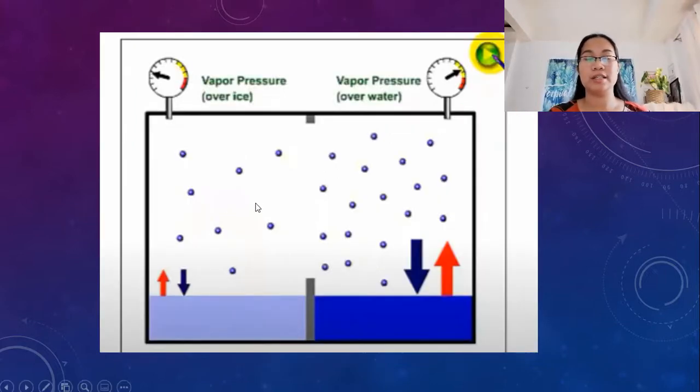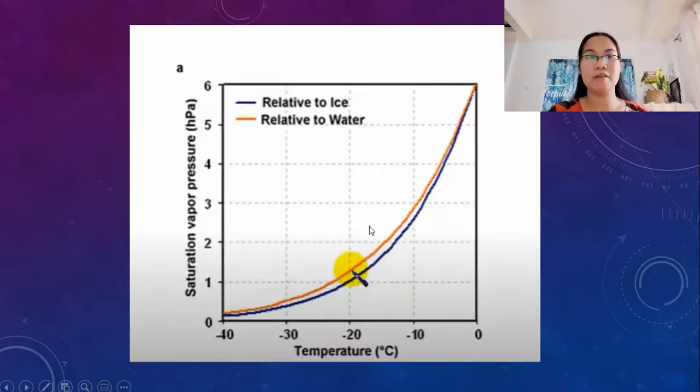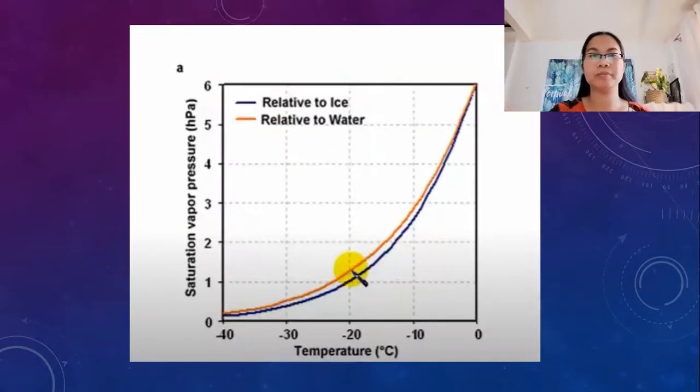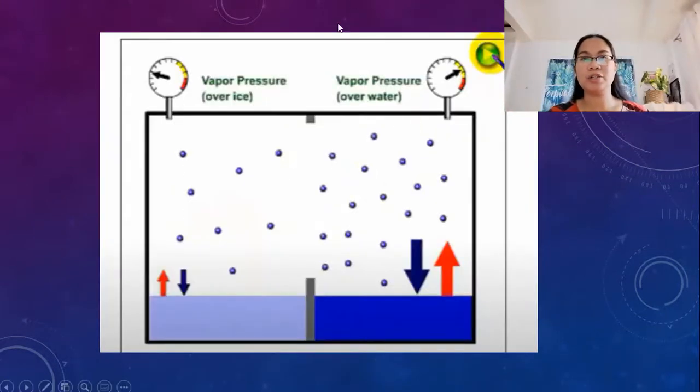So let's take a look at this. As I have mentioned, the saturation vapor pressure for water is higher, so you can see here the gauge is higher compared to the saturation vapor pressure for ice. So if this one has higher pressure, there will be a movement of the particles from this area to this area, which is considered at lower pressure.